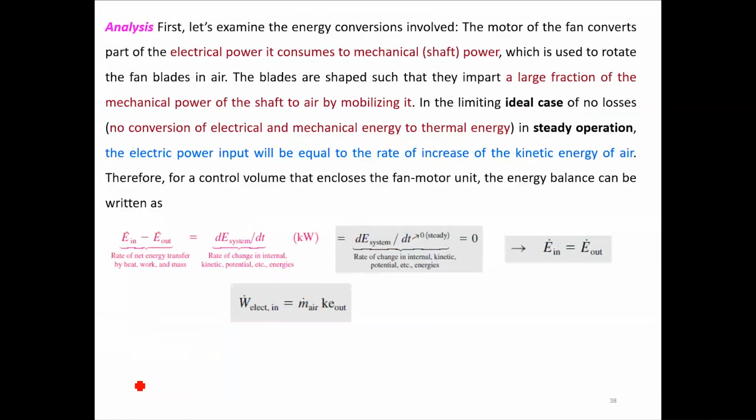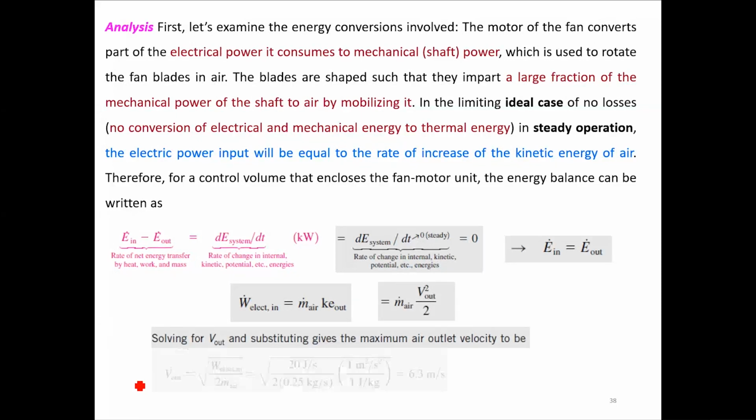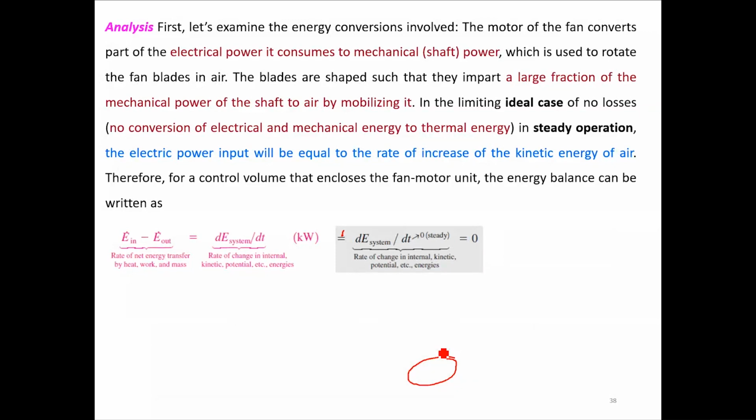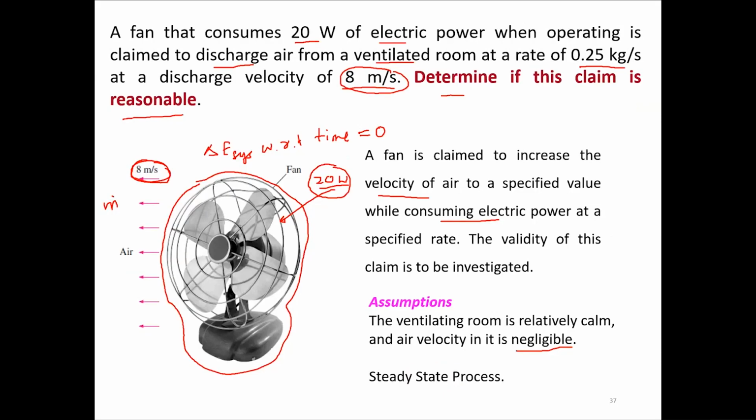Is this point clear? Now we just have to plug in the values, and once we plug in the values, we see that the velocity comes out to be 6.3 meters per second. This is the velocity of the air in the ideal case that we have calculated. Now, if we go back to the question again, the answer that we require is whether the claim made by the manufacturer is reasonable or not, based on your calculations. Can you comment on that?